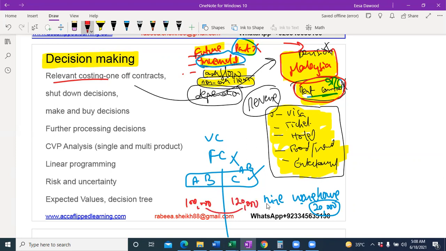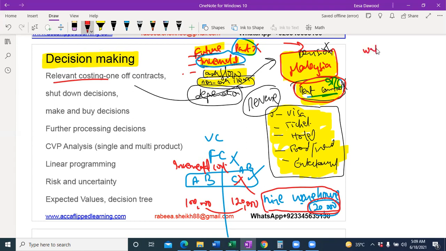See, as a result of my decision, is there any increase in fixed cost? Yes, there is an increase in fixed cost, which is a direct consequence of my decision. And if I reverse my decision that I'm not going to produce C, I won't be paying rental cost for the warehouse. So that cost would be saved. So only this 20,000 would be the relevant cost for me.